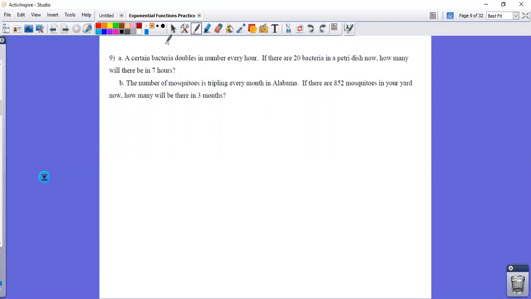Okay, so these are the ones you have to be careful about. When a bacteria doubles in number every hour, if there are 20 bacteria now, how many will there be in 7 hours? It's important that those two have the same units. And they do, so this one's not a big deal. So you start with 20 for A. When it doubles, you don't add or subtract, 2 is your base for doubling. And it would double for 7 hours because it's every hour, 7 hours. You can just plug that into the calculator.